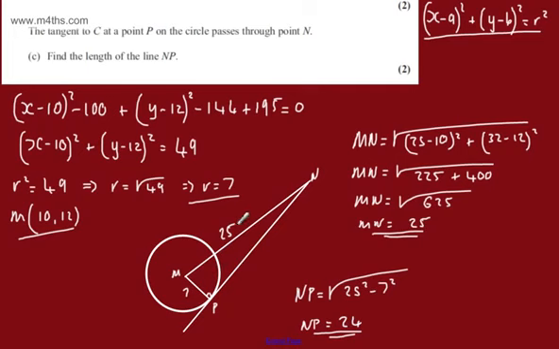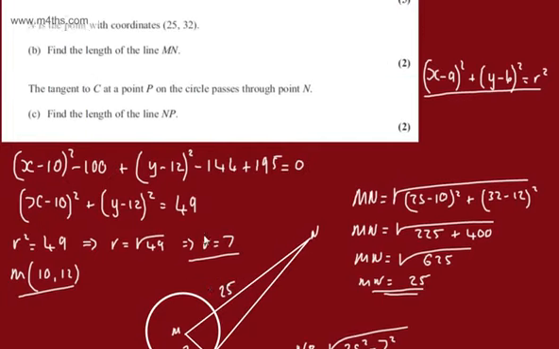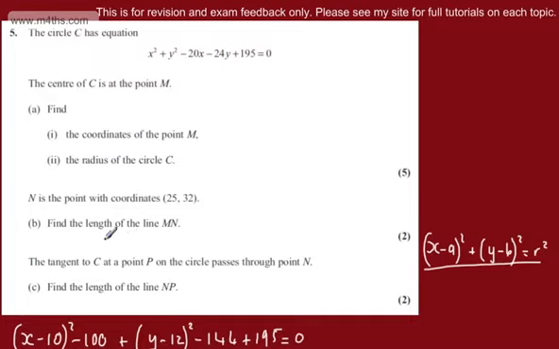24 squared plus 7 squared is 25 squared. So find the length of the line MP. The length of the line MP is 24 units. So 9 marks in total for question number 5.